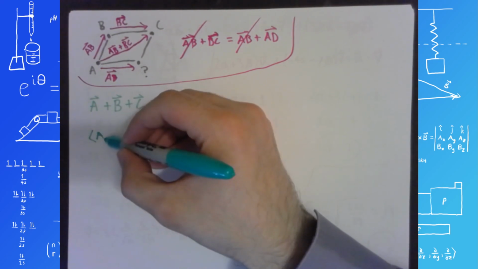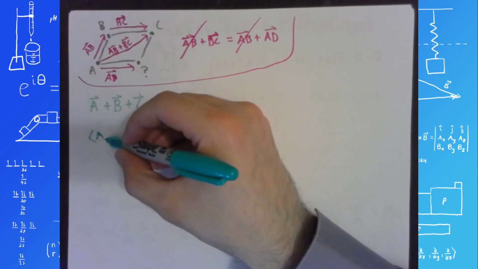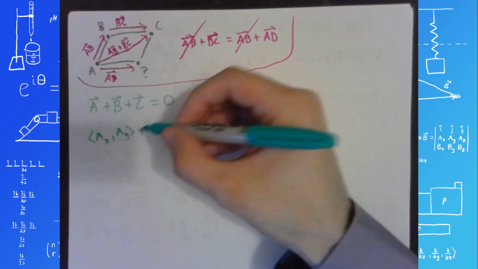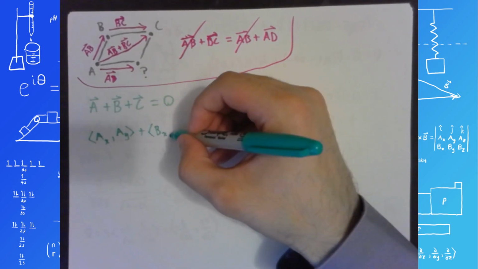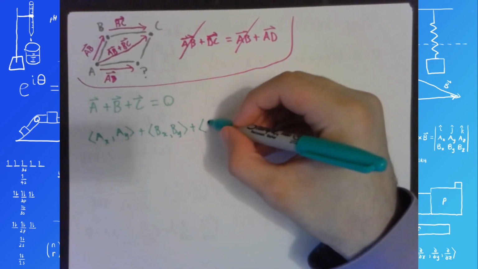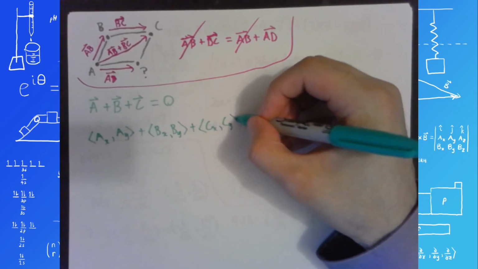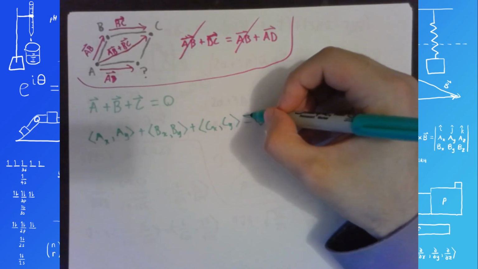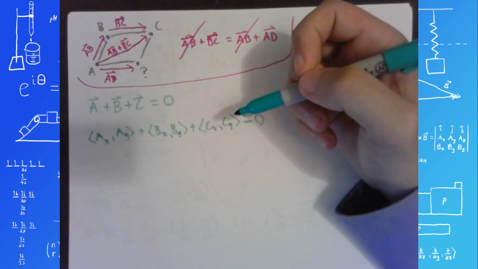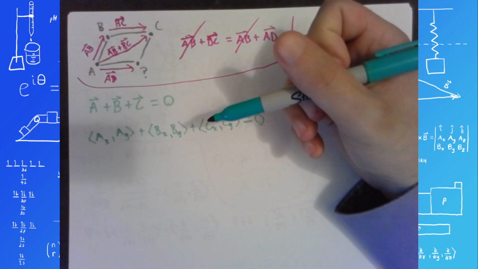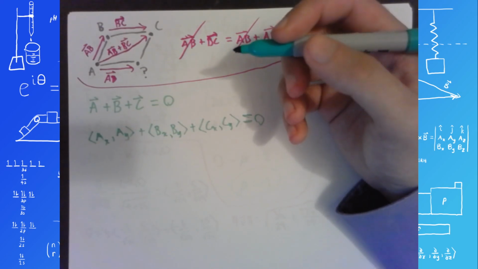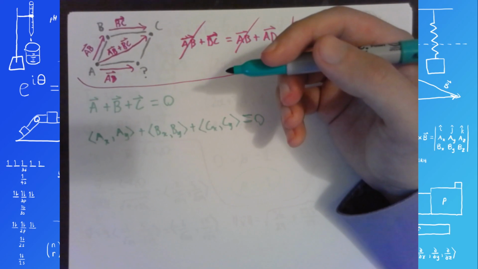So A1, or AX, if that's what you want to call it, comma AY plus BX comma BY plus CX comma CY has to equal zero. If you know your physics, you can do it without all this stuff, but we're trying to learn about vectors here using this new notation that the physics students haven't seen yet. So let's try and do it using these newer methods.